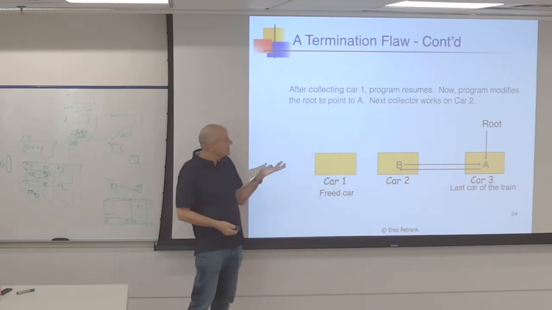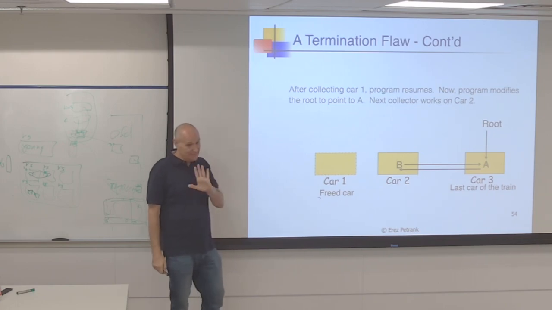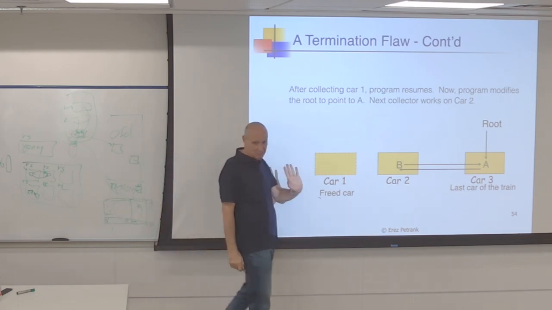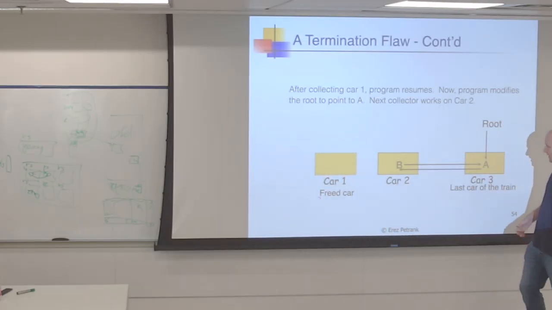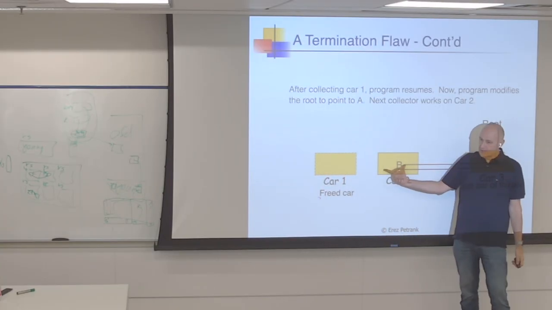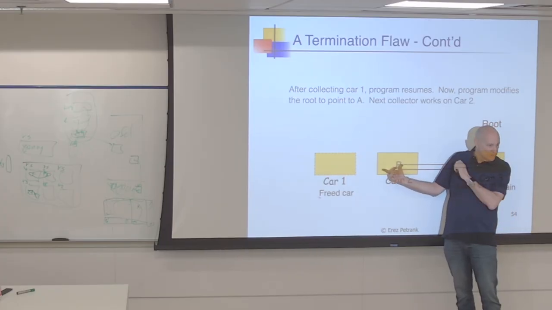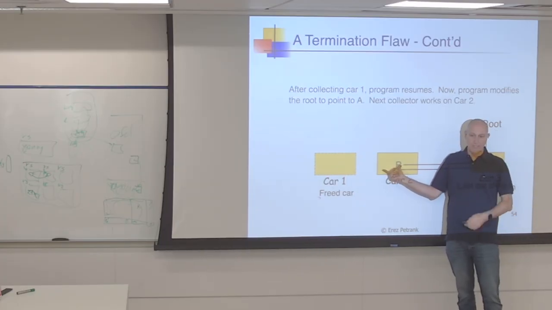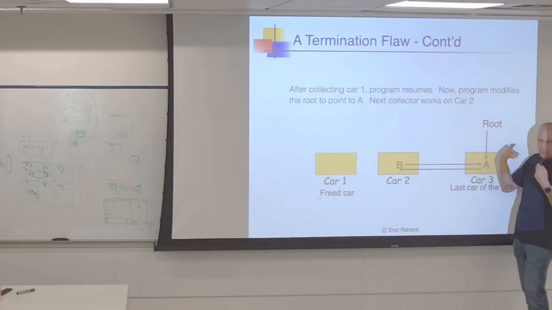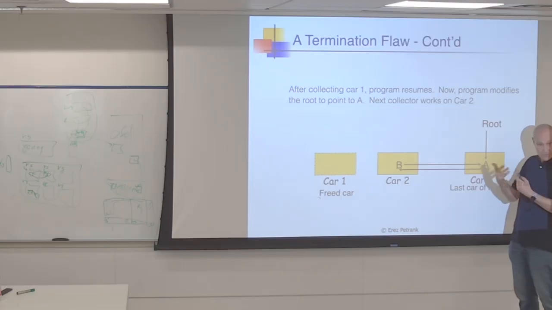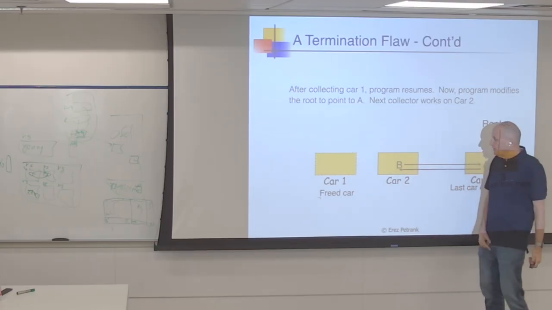So what did Seligman and Grarup do? They did a brute force thing, which is not very nice. They said, whenever I do a collection of a car and I move nothing out of the train, I call it a futile collection.